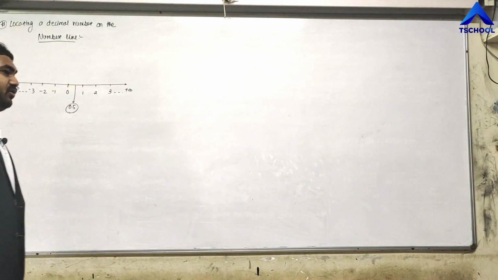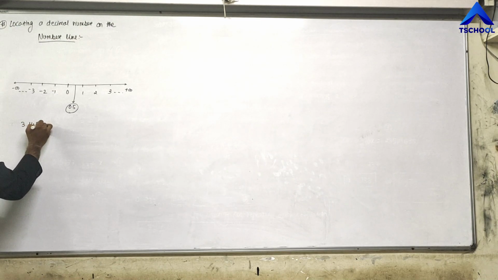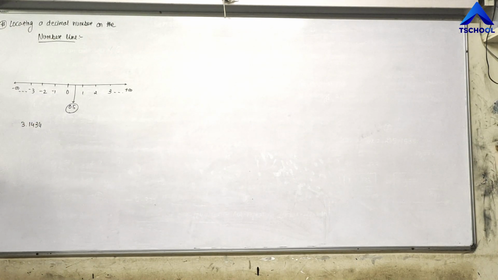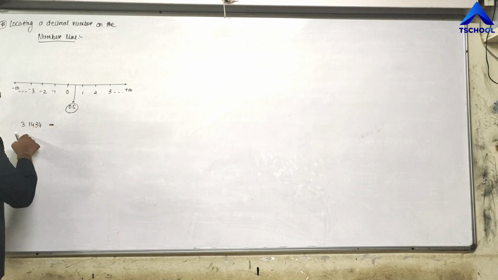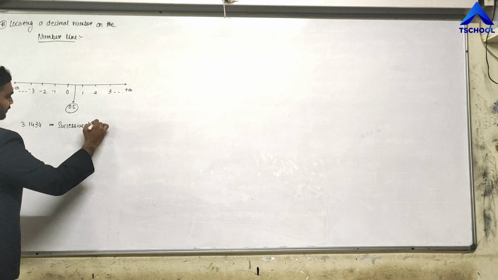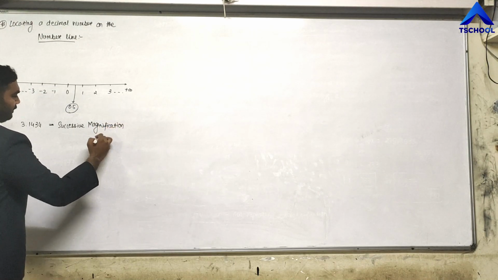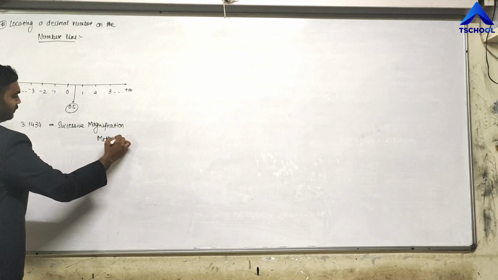But what if I want to show a number like 3.1434? Then where will I show it? Obviously, it will be between 3 and 4. But if I want to locate the perfect location of this, then I shall use the successive magnification method. This can be shown by the successive magnification method.